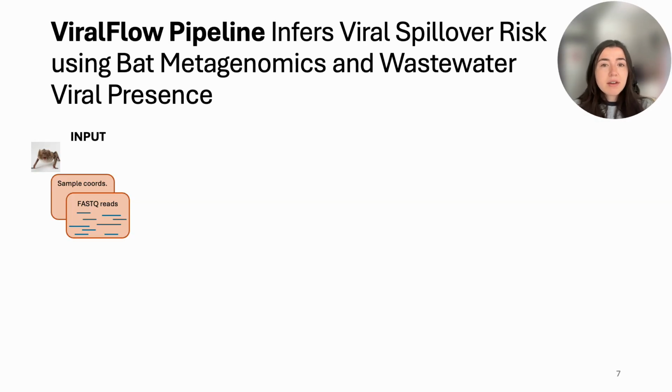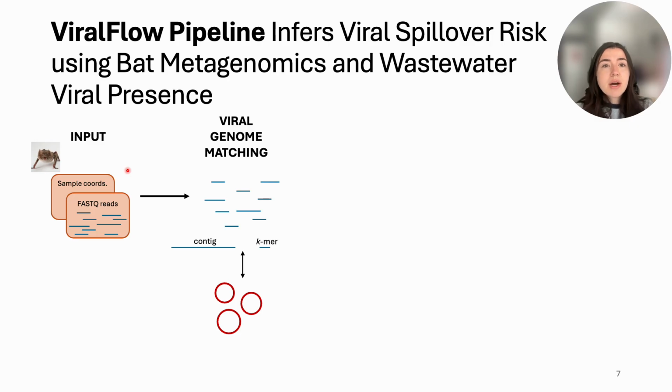And so the pipeline of ViralFlow starts with required input, which is a FASTQ read file that contains our DNA sequencing from animal samples, again, like bat feces, as well as the sample coordinates from where that sample was taken. And then we want to identify viral matches from the reads compared to known reference viral genomes. And with ViralFlow, this can be done at two different levels.